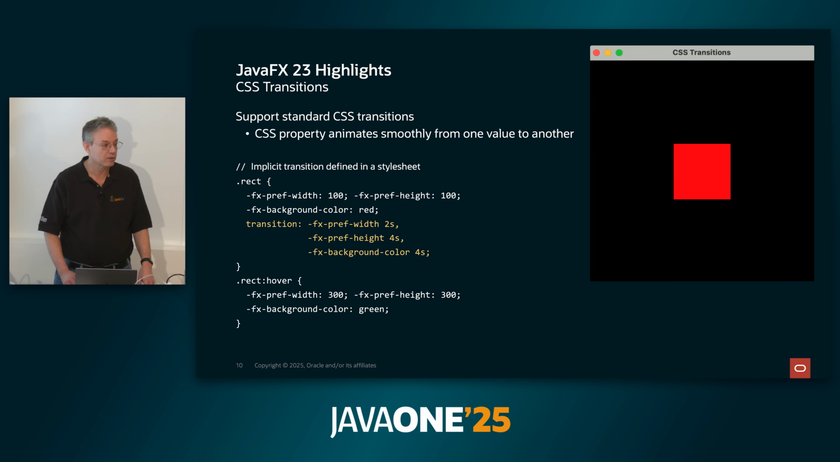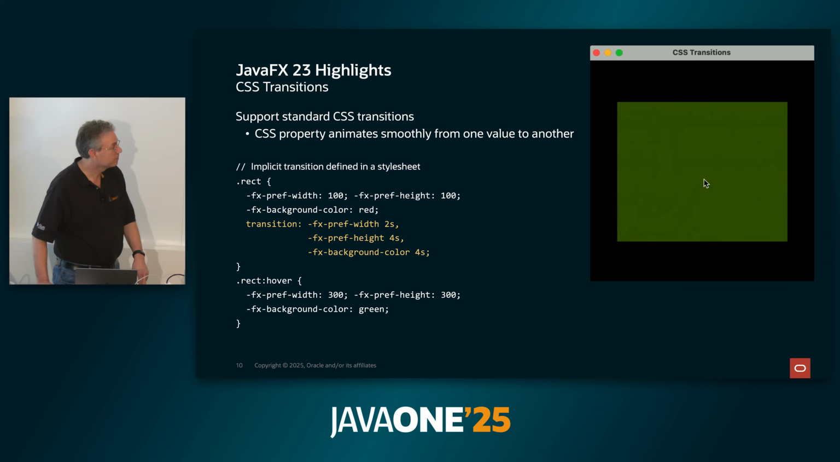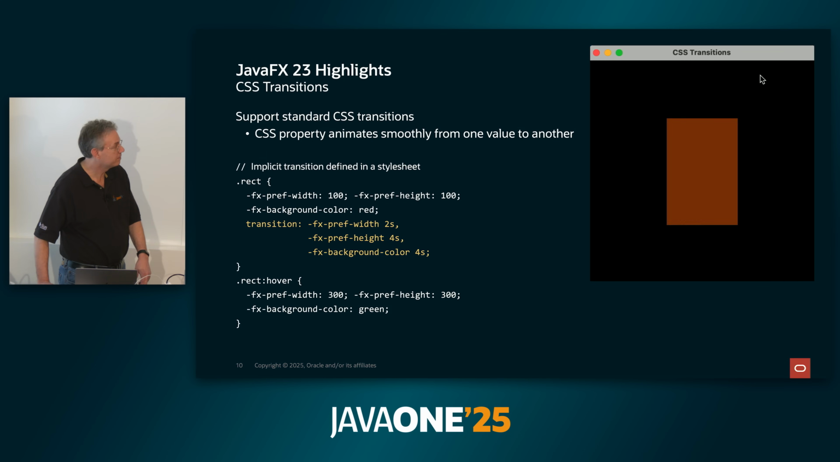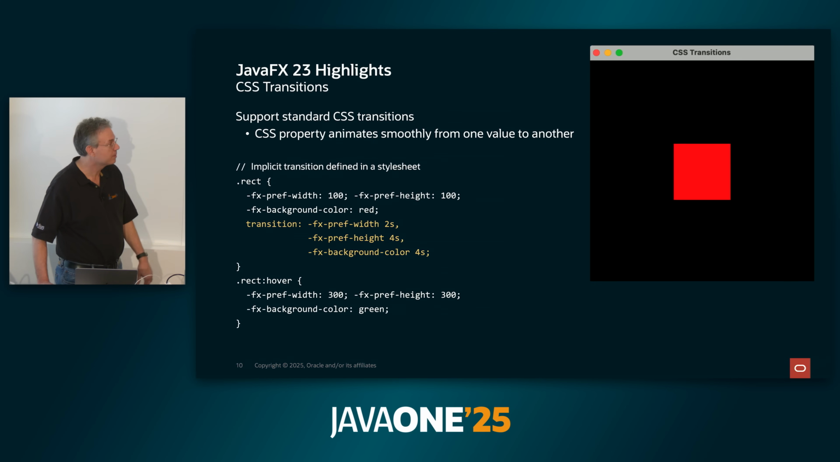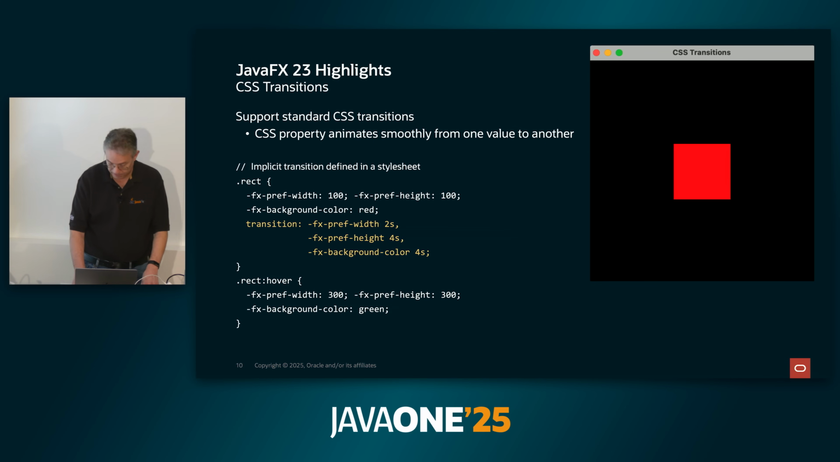So we're defining a rectangle with a particular size and color in its default state, and a different, larger size and a different color going from red to green. And prior to today, it would just immediately become twice as large and green. And now what happens is we're going to animate the width over a period of 2 seconds, and we're going to animate the height and color over a period of 4 seconds. So I'll run the demo now. And it does both ways. It will reverse the same thing when you go out. So that's available today.